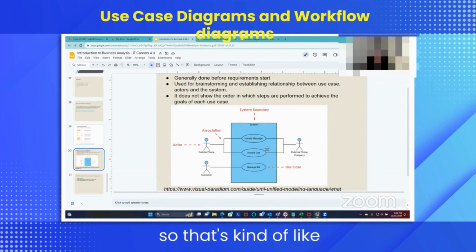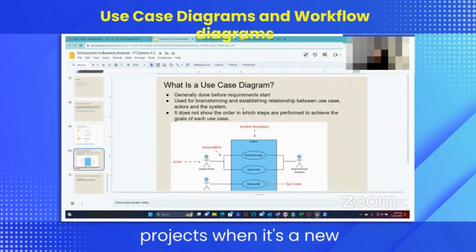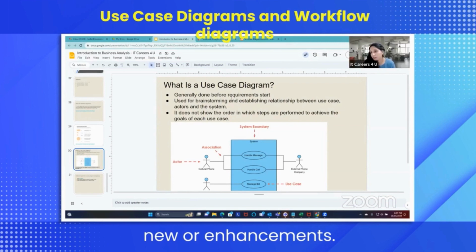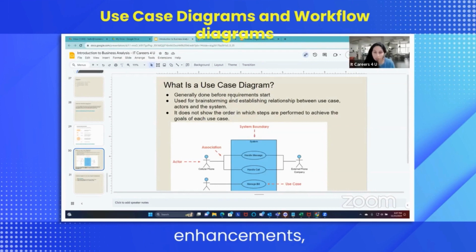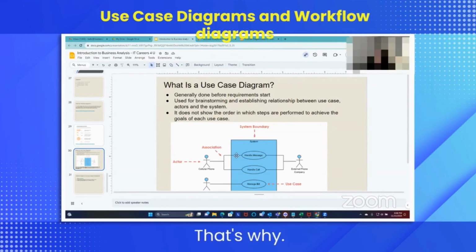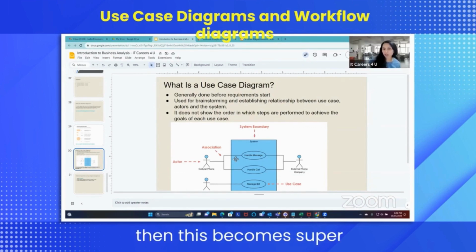Okay. So that's kind of like your groundwork you do before you meet with the stakeholders? And I think it's more relevant for new projects, like when it's a new project. New or enhancements. Right. So when you're doing enhancements, you may have a lot of this already, like at least the actors and secondary actors identified, but this would include the functionality that we're building in. And if you have that groundwork and you know the system and you know the users, then this becomes super easy.